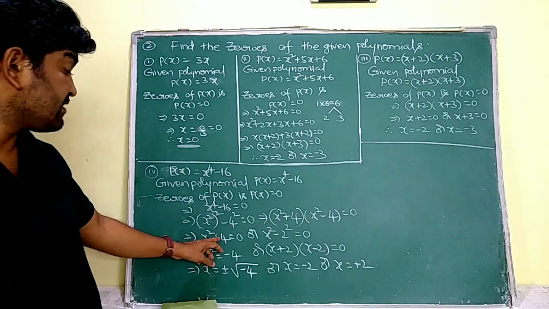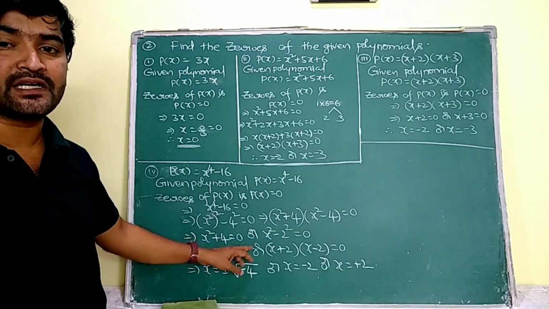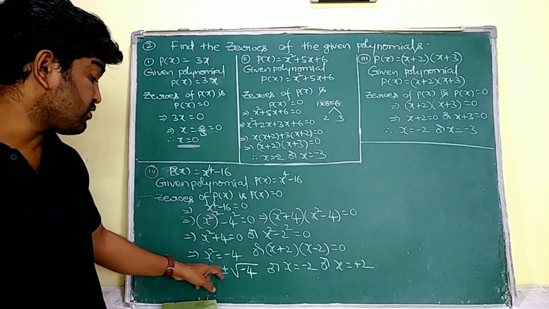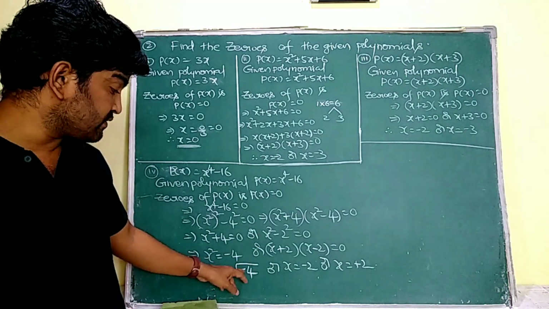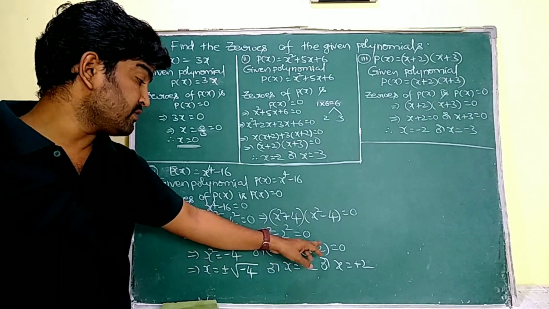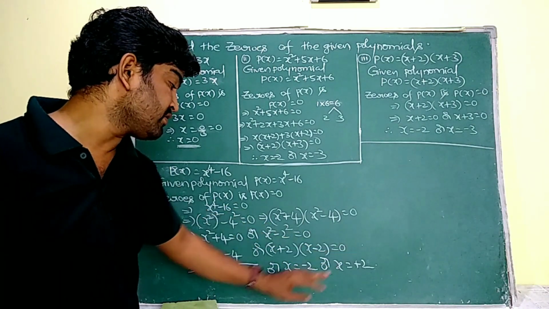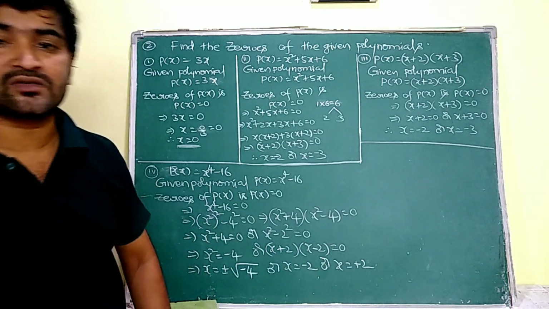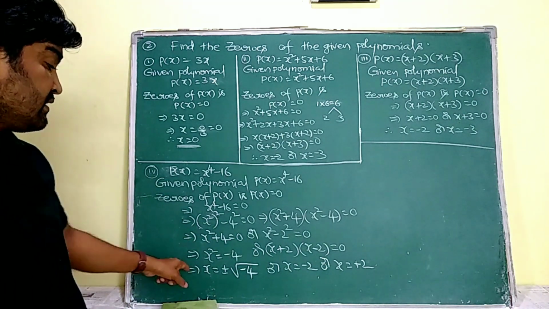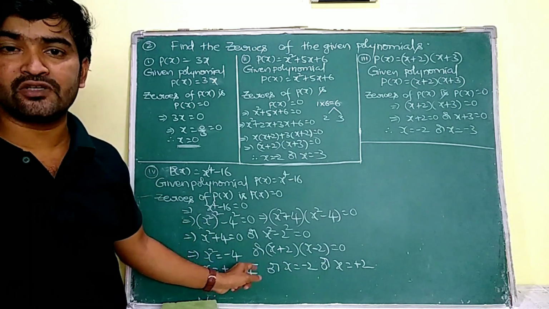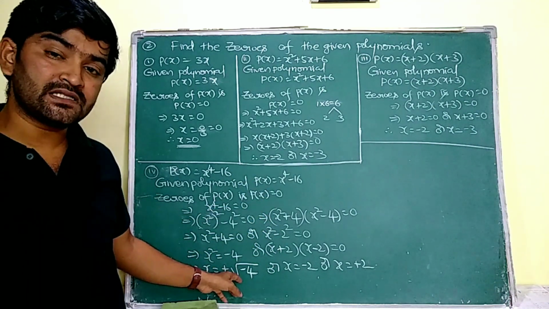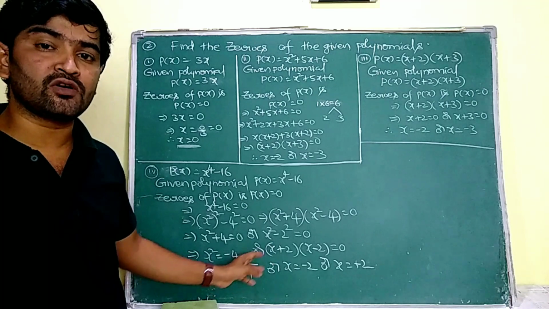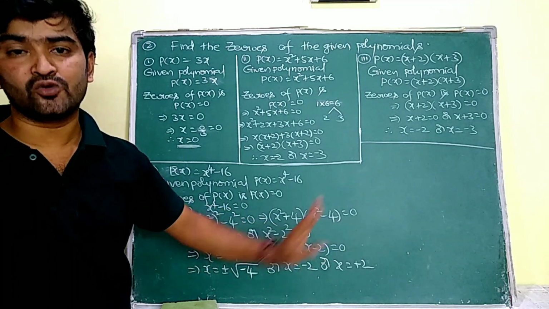Now here x square is equal to, this plus 4 goes on that side becomes minus 4. Then x is equal to plus or minus root of minus 4. That means here we are having two zeros. So x plus 2 is equal to 0 or x minus 2 is equal to 0. That is x is equal to minus 2 and x is equal to 2. So these are the four roots, that means zeros of the polynomial p of x. That is plus root of minus 4, minus root of minus 4, minus 2 and 2.